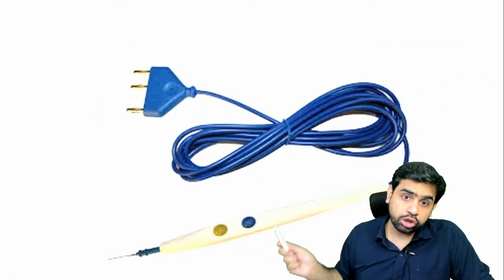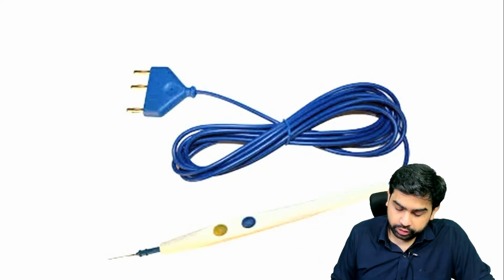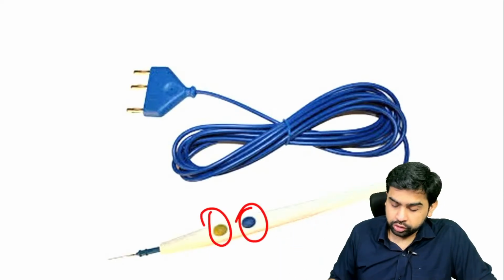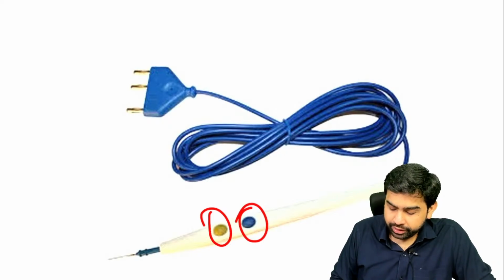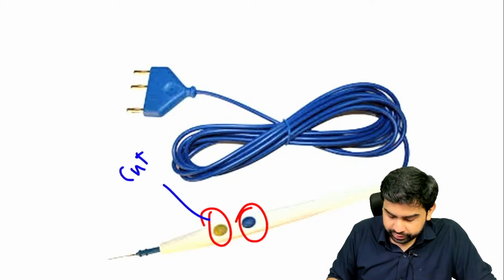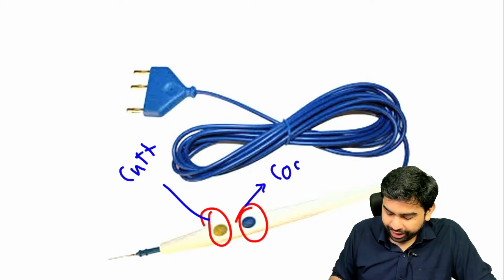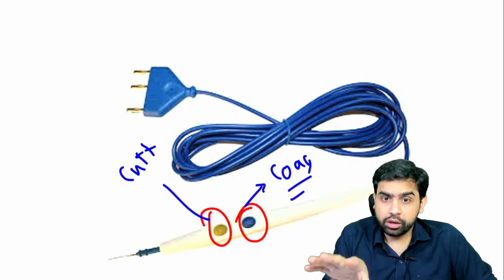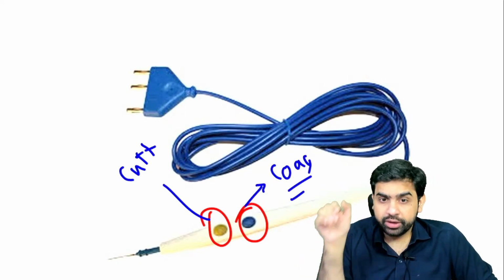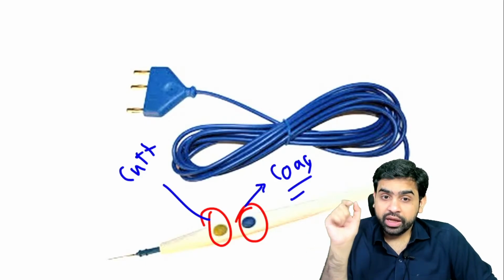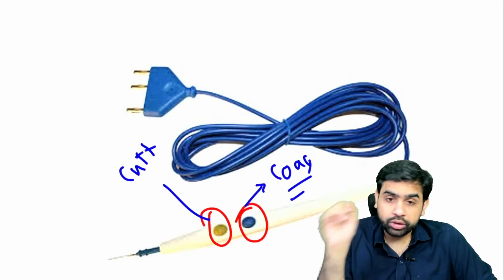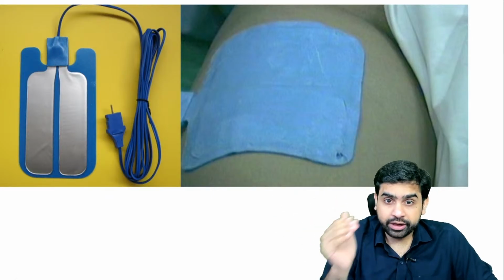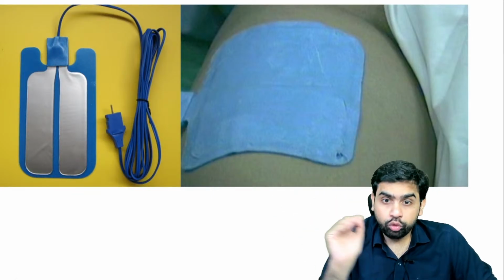Now, this is your monopolar cautery. You are asked about this yellow button and this blue button. Yellow is for the cutting and the blue is for the coagulation. As you can see, in the monopolar cautery you can pass both these currents. If you press the yellow button, the cutting current is going to come out. If you press the blue button, a coagulation current is going to come out. This is the patient plate. As I told you, the patient plate is needed in the monopolar cautery.